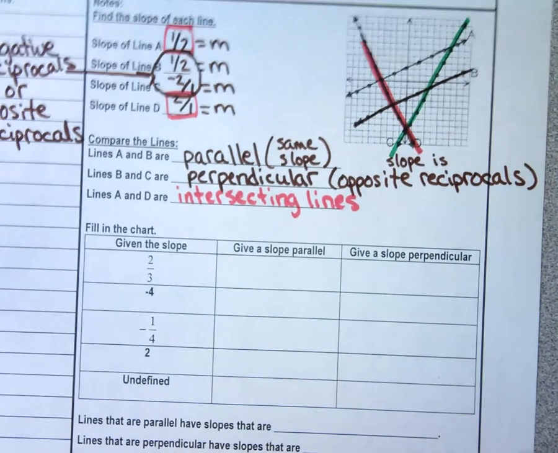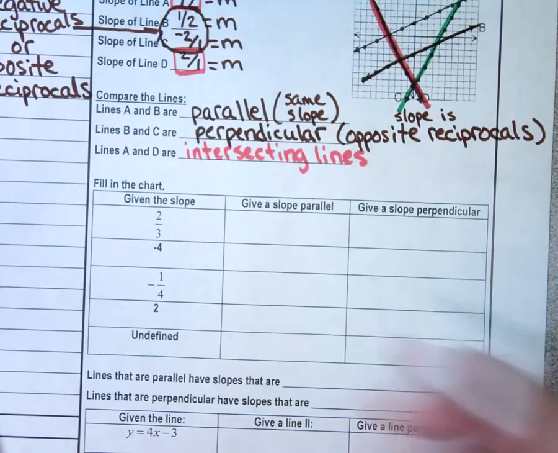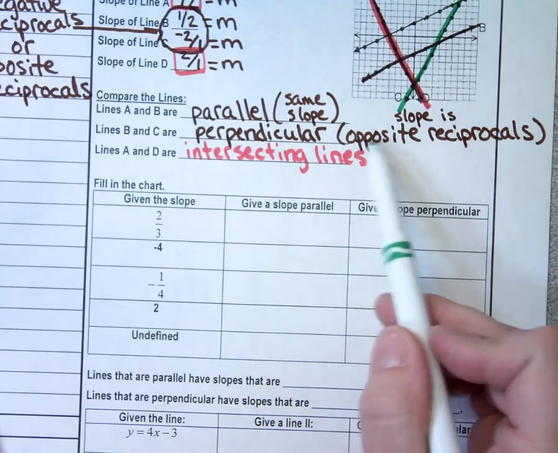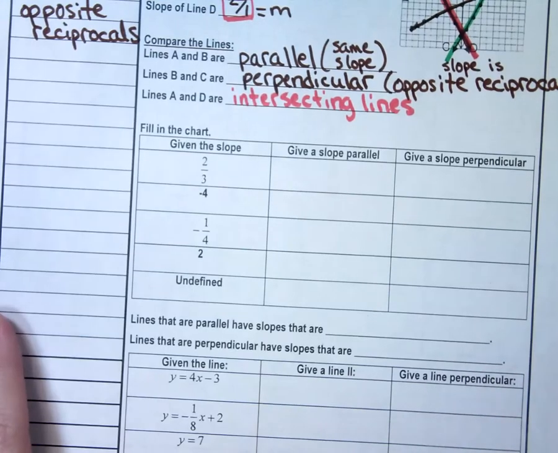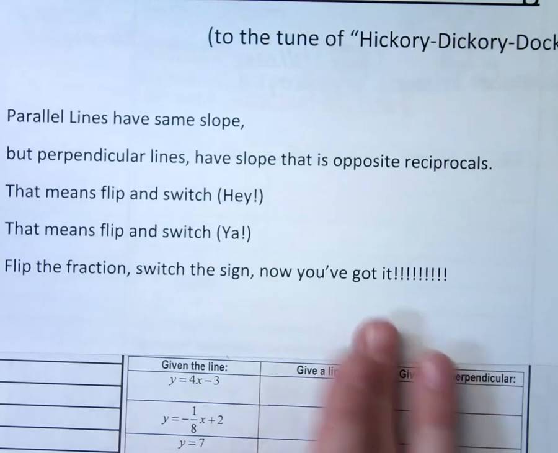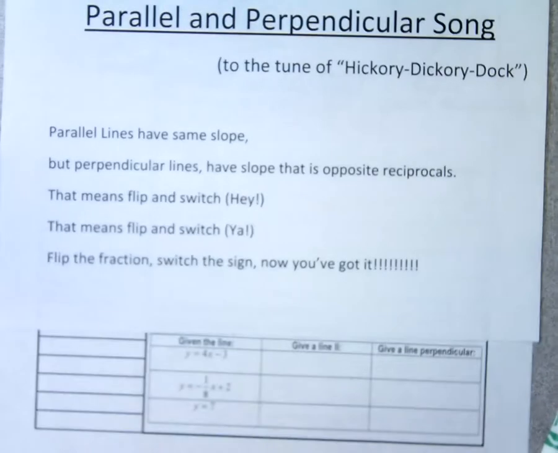Okay, so far, what I want you to know is that parallel lines have the same slope as one another, and perpendicular lines, their slopes are opposite reciprocals. So I'm going to just break into song real quick. I made up this song a couple years ago. Let me shrink it down a little bit. To the tune of Hickory Dickory Dock.